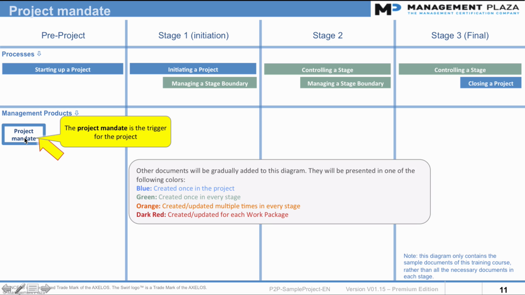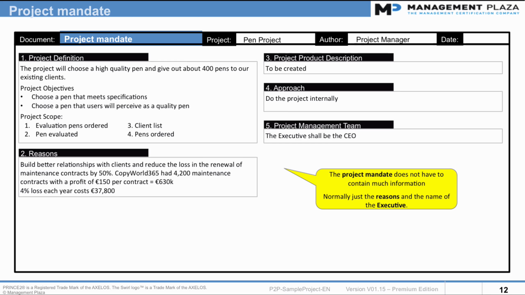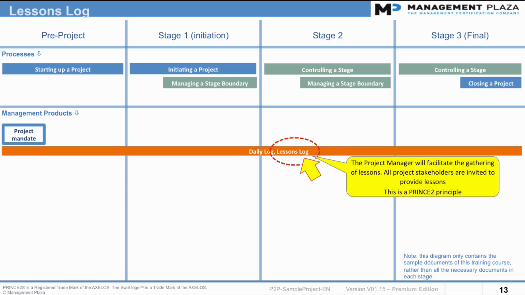And the project mandate document is written before the project actually starts. So this is an example, and as you can see, it does not have to contain very much information. Normally just the reasons for the project and to appoint the executive. That's it really. But here I've added other information to give a little bit of background, and this is also possible in a typical project mandate document.